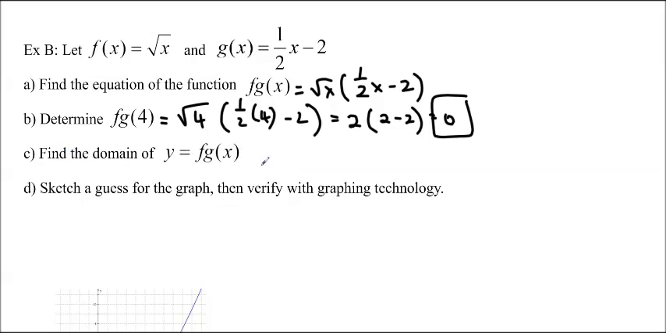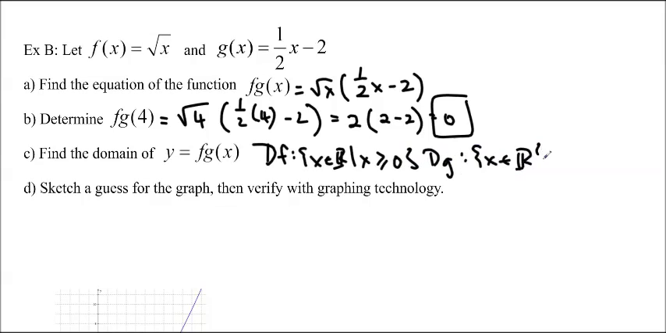Find the domain of y equals fg of x. So first we need to find the domain of f, which is x in R such that x is greater than or equal to 0. It's the square root function. And the domain of g, because it's a line, it has no limitation, so x in R. So the intersection is only going to be limited by the domain of f.